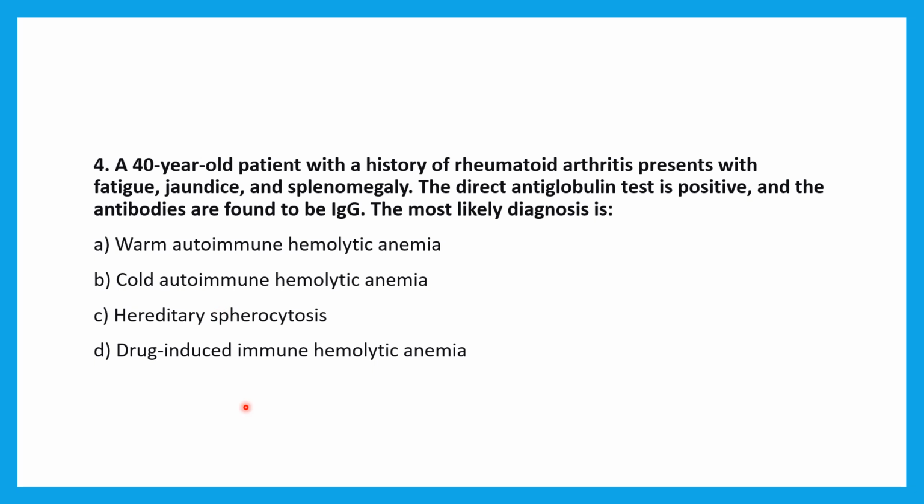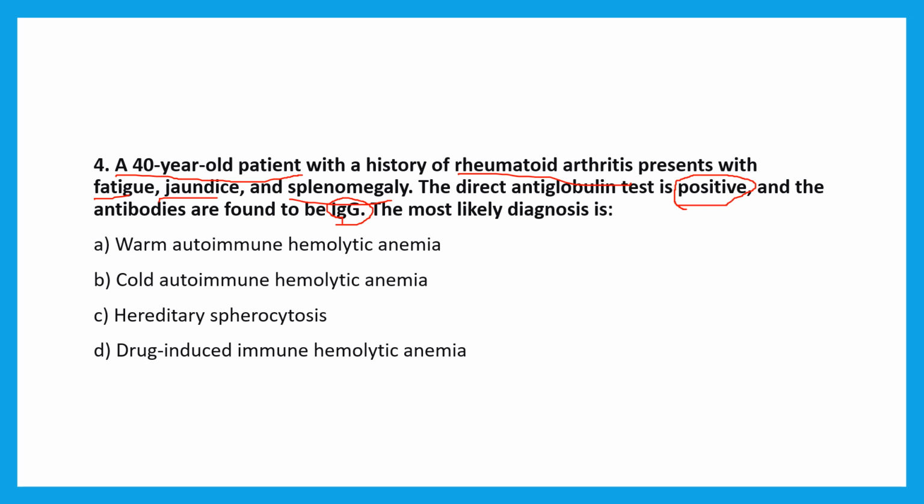Look at this. We are dealing with who? We are dealing with a 40-year-old patient. In as far as we are dealing with a 40-year-old patient, what history do they have? Rheumatoid arthritis. And then look at the presentations: splenomegaly, jaundice, and also fatigue. And the DAT test is positive, and the antibodies are of immunoglobulin G form. What do you think is the most likely diagnosis?